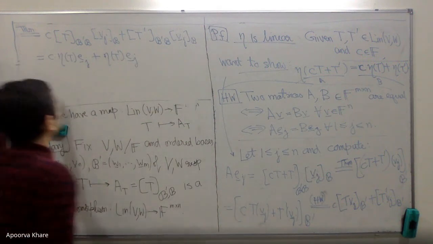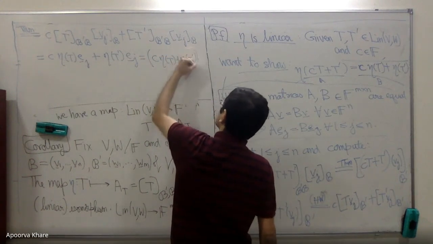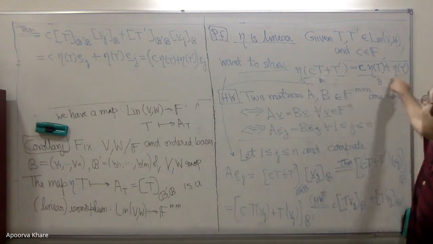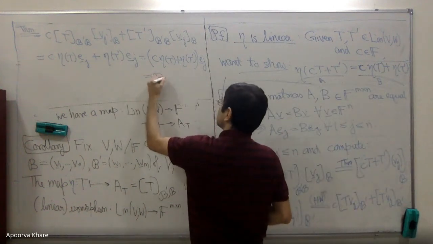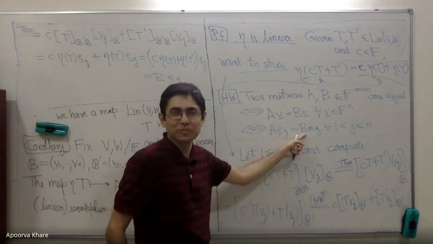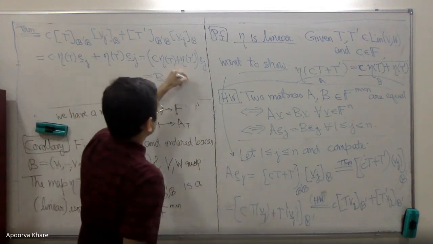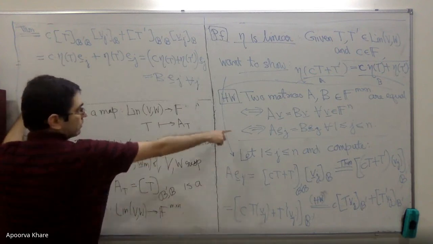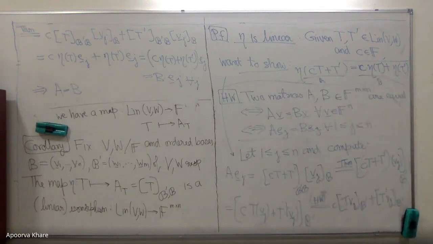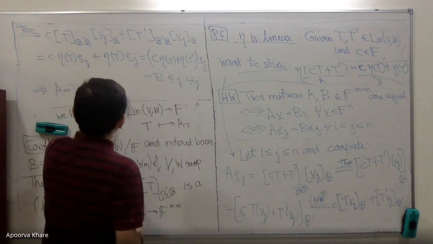Okay, and now I regroup this to say that this is equal to C eta of T plus eta of T prime, times Ej. So I started with A times Ej, where A was this matrix, and I ended up with B times Ej, where B was this matrix. And now you see the two matrices are equal if and only if Aej equals Bej for all j. Well, this is what I just got. I started from Aej and got to Bej, and this is true for all j. So by this homework problem, A equals B, meaning that these two matrices are equal. So this is just the proof that eta is linear.